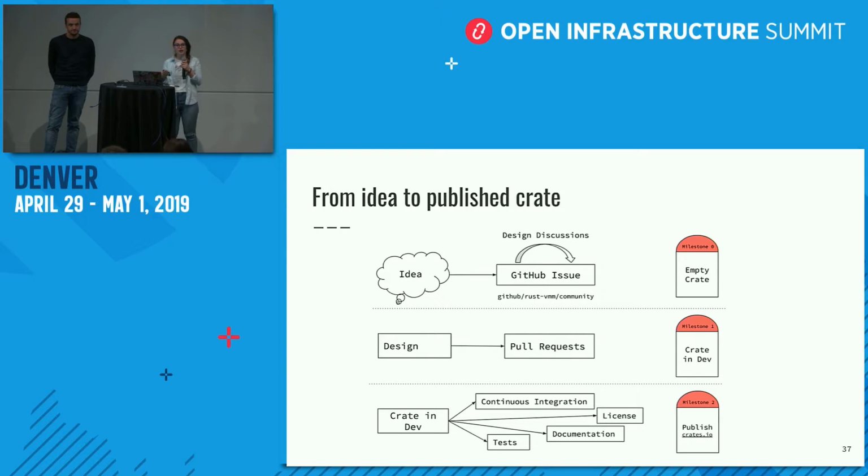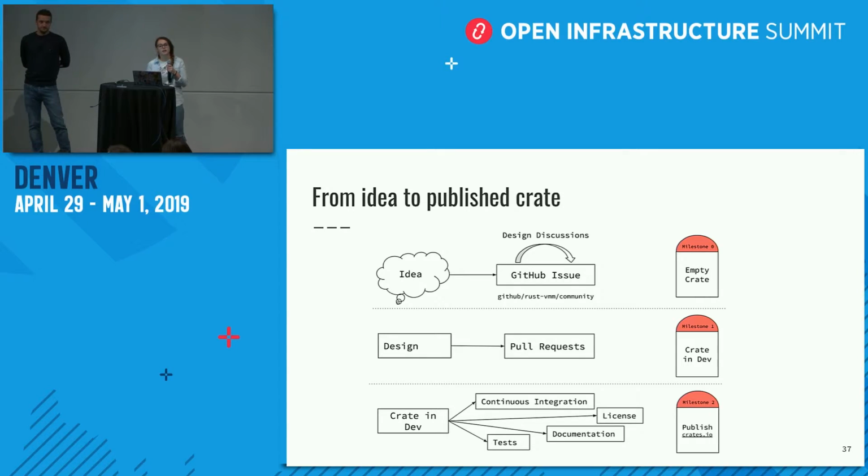So you want to make sure that whatever you are providing to those projects is very well tested. So you add tests, you add continuous integration. And then you also have to add the license. And we agreed on having MIT or Apache 2.0 as license.